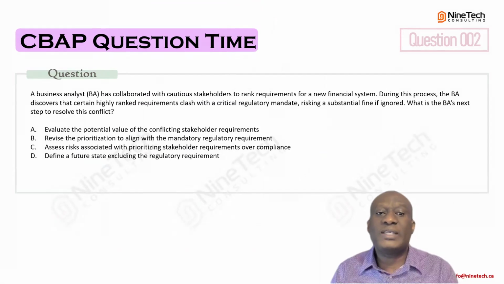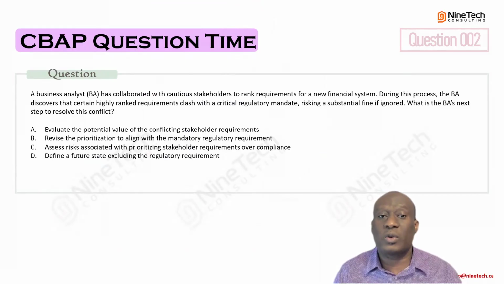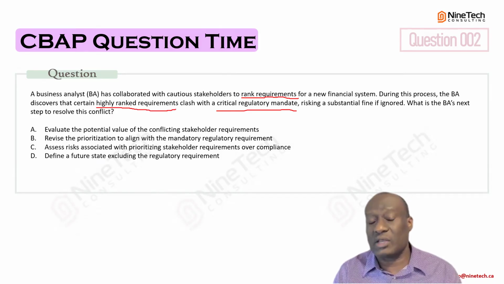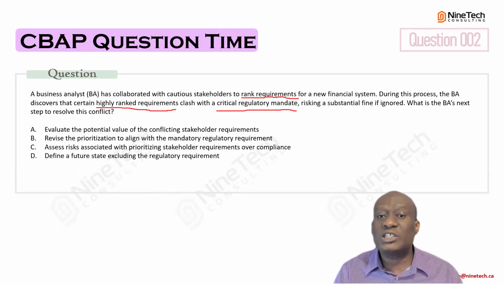The next question. A business analyst has collaborated with cross-functional stakeholders to rank requirements. Okay, so we're ranking requirements for a new financial system. During this process, the business analyst discovers that certain highly ranked requirements clash with critical regulatory mandates. So we have regulatory mandates, and we also have high ranking requirements, risking a substantial fine if ignored. What is the BA's next step to resolve this conflict?